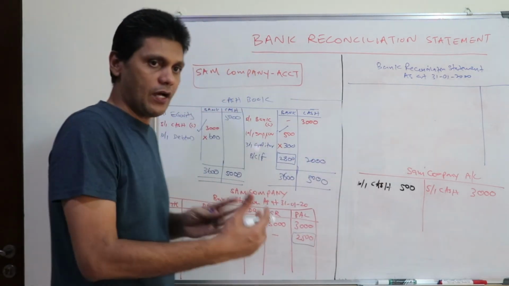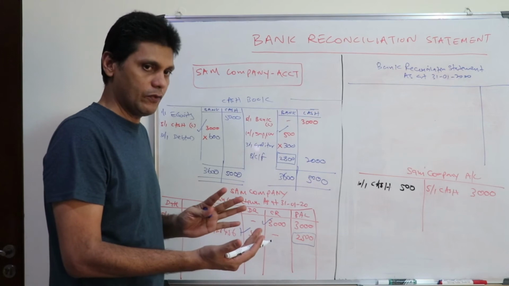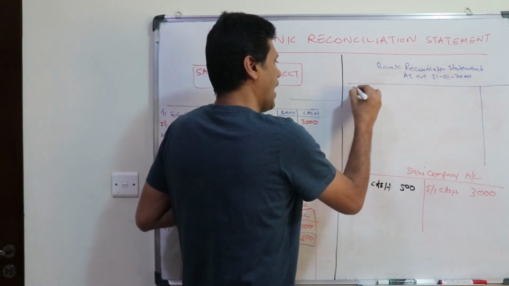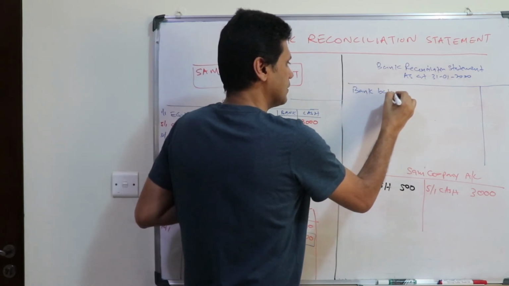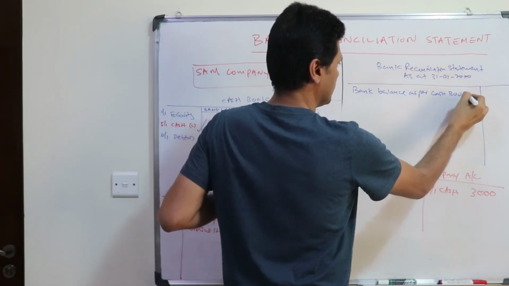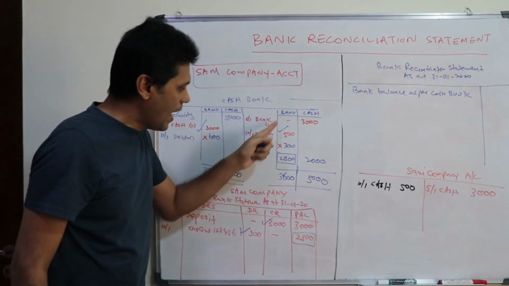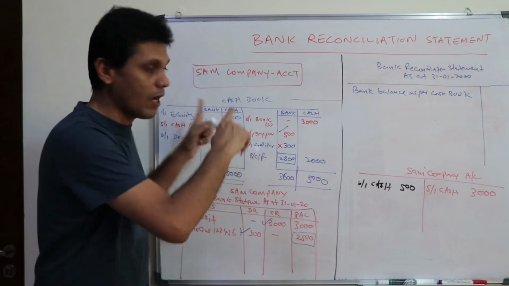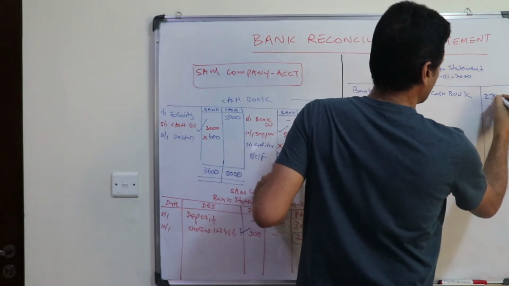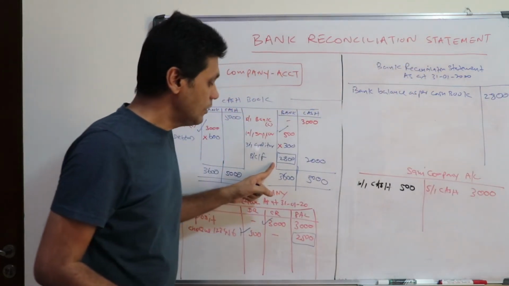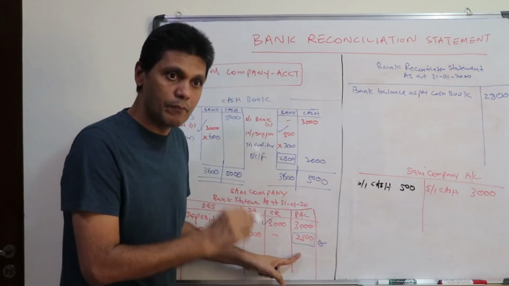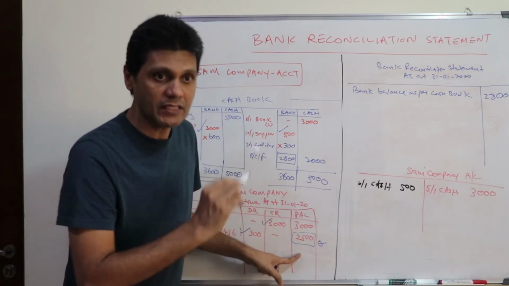Now we have to start, I will explain later. Let's start with our cash book balance. So we have to say bank balance as per cash book. How much? 2,800. What should be our bank balance as per our cash book? 2,800. Okay. So from this 2,800, we should arrive at this balance. What is this? Bank balance as per bank statement.